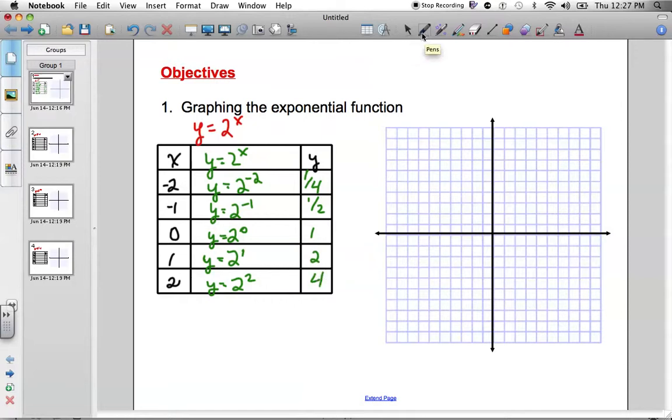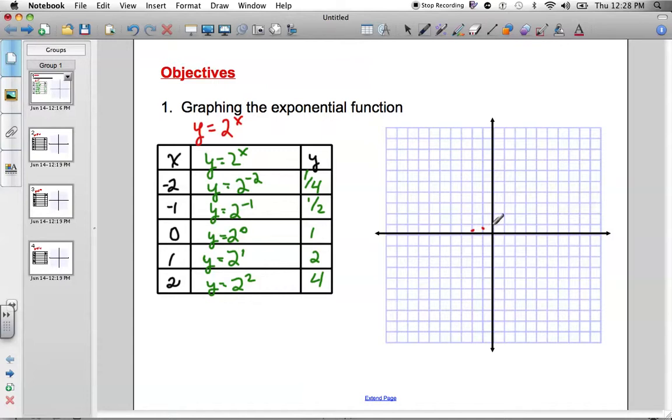Now what we're going to do is go ahead and graph these ordered pairs. -2, 1/4. So we're going to go to the left 2 and down 1/4. I'm sorry, to the left 2 and up 1/4. And we're going to have to estimate the best we can. -1, 1/2, so we're going to go left 1 and up 1/2 of a unit.